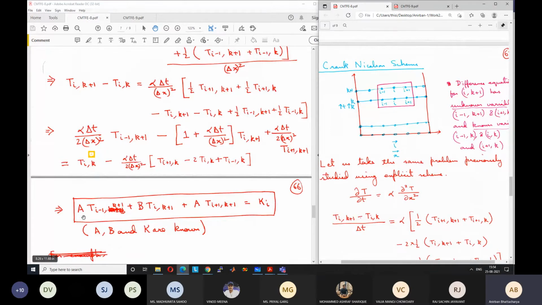So we can just write this to simplify things. We can write it in terms of coefficients. So this entire right hand side we can put as k i. Why i? Because this is the calculation we are doing for the ith grid point.